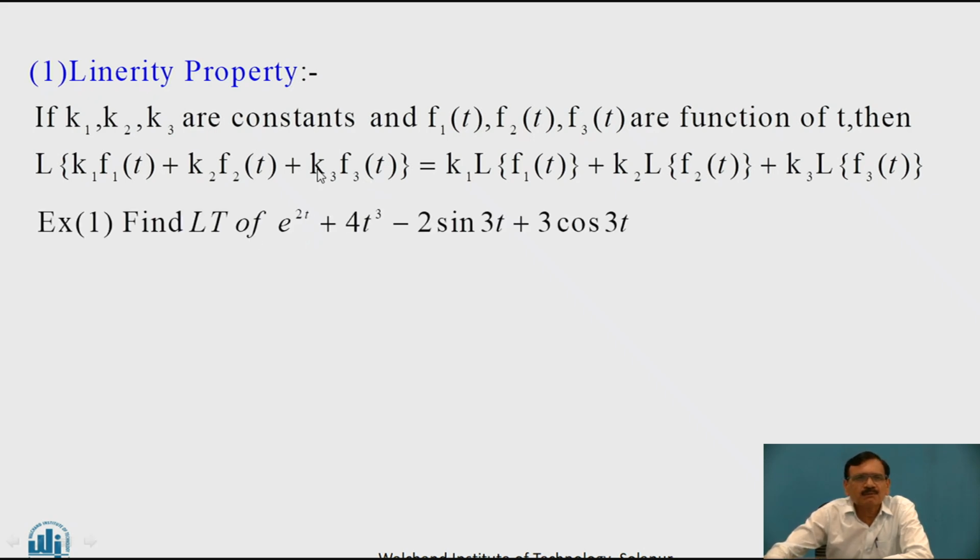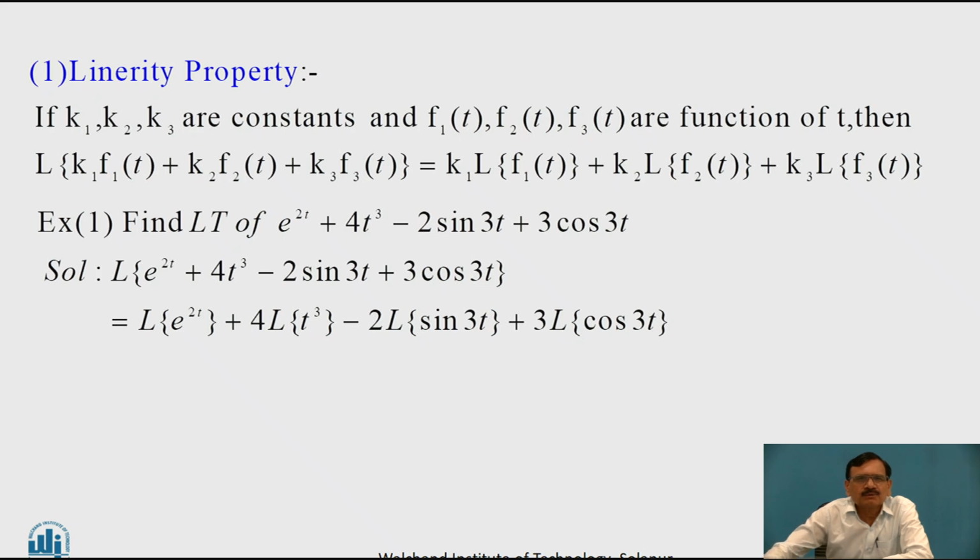Now, using this property, we will solve the example. Find Laplace transform of e raised to 2t plus 4t cube minus 2 sin 3t plus 3 cos 3t. Now Laplace transform of e raised to 2t plus 4t cube minus 2 sin 3t plus 3 cos 3t is equal to, making use of this above property, we can write which is equal to Laplace transform of e raised to 2t. We can take here 4 outside, 4 into Laplace transform of t cube minus 2 into Laplace transform of sin 3t plus 3 into Laplace transform of cos of 3t.